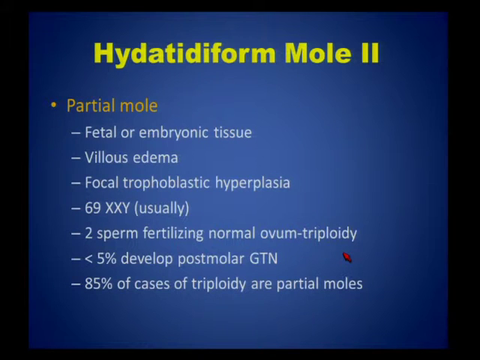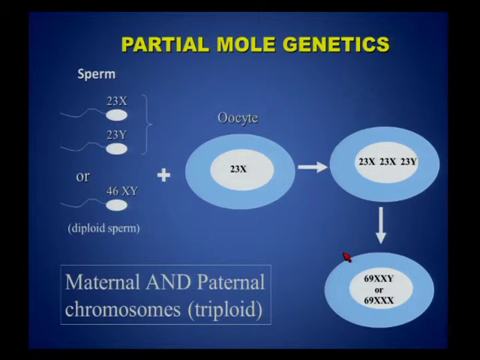This has a much lower risk for developing choriocarcinoma or invasive molar disease, less than 5%, probably down to less than 1% in some series. And it should be noted that 85% of cases of triploidy are partial moles. And here's the schematic. There are 2 haploid sperm, or 1 diploid sperm, which is less frequent, fertilizing a normal ovum and yielding the 69XXY or 69XXX chromosomes here. So this partial mole consists of both maternal and paternal chromosomes, or triploidy.